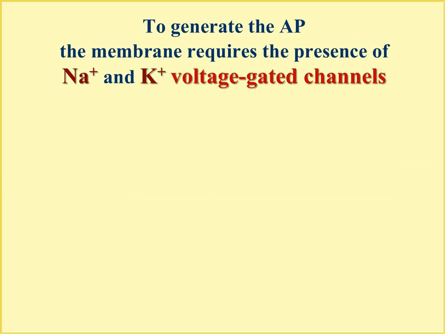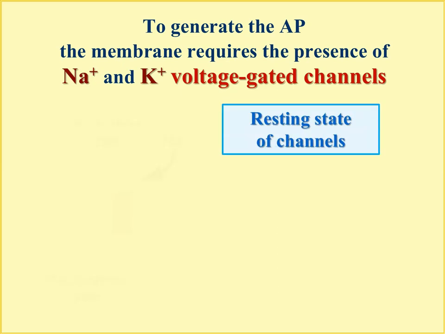To generate the action potential, membrane should have both sodium and potassium voltage gated channels. So if a certain membrane doesn't have such channels, there is no opportunity to generate action potential. It should be kept in memory for the postsynaptic membranes and some other membranes.